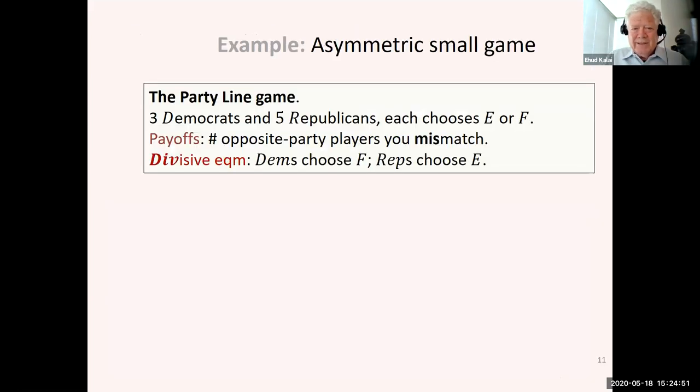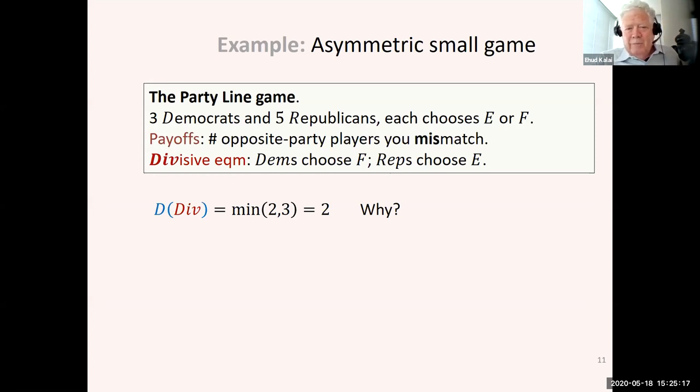Okay, so let me give you an example of the computations in a simple, small asymmetric game, because my examples after that will all be large. So let me look at the party line game. A lot of my examples will be political in the US. So I have three Democrats and five Republicans. Each has to choose one of two languages, English or French.